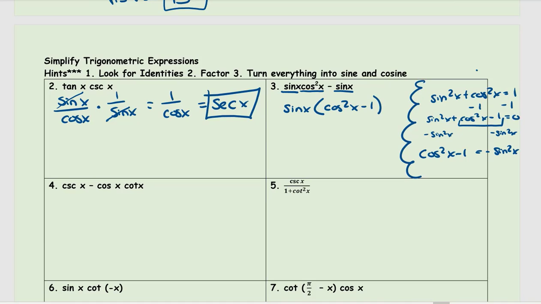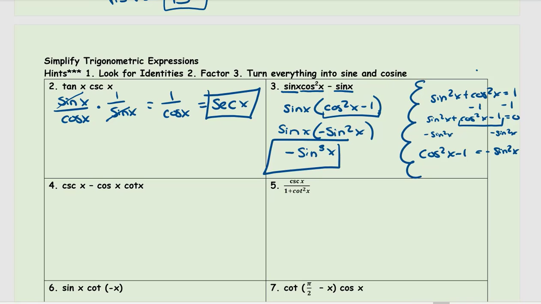So using the Pythagorean identities, I can say that this whole thing right here is equal to negative sine squared x. We're almost done because you have sine x and sine squared x here. When you multiply x times x squared, if you think of it from that perspective, this is going to be sine cubed x, and don't forget that negative. So this whole thing right here reduces down to negative sine cubed x.